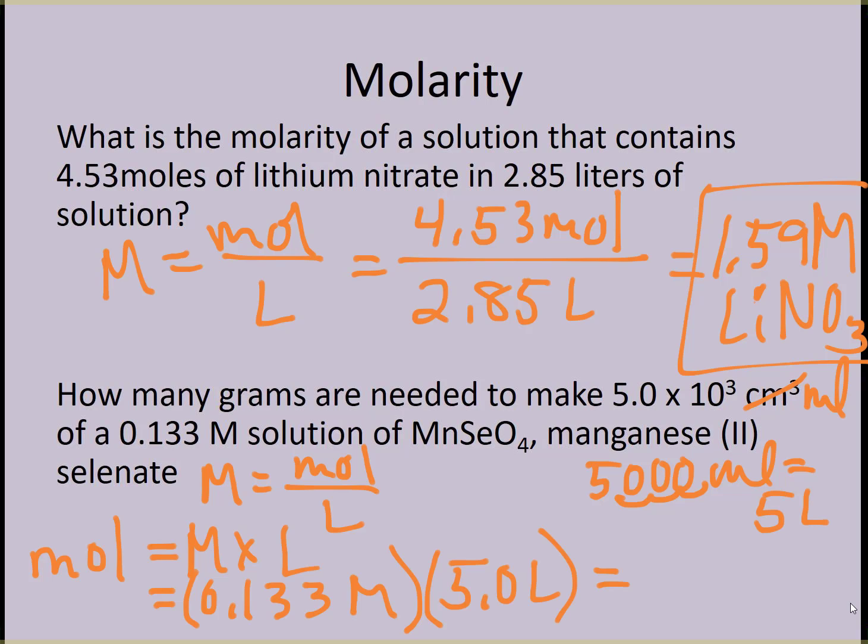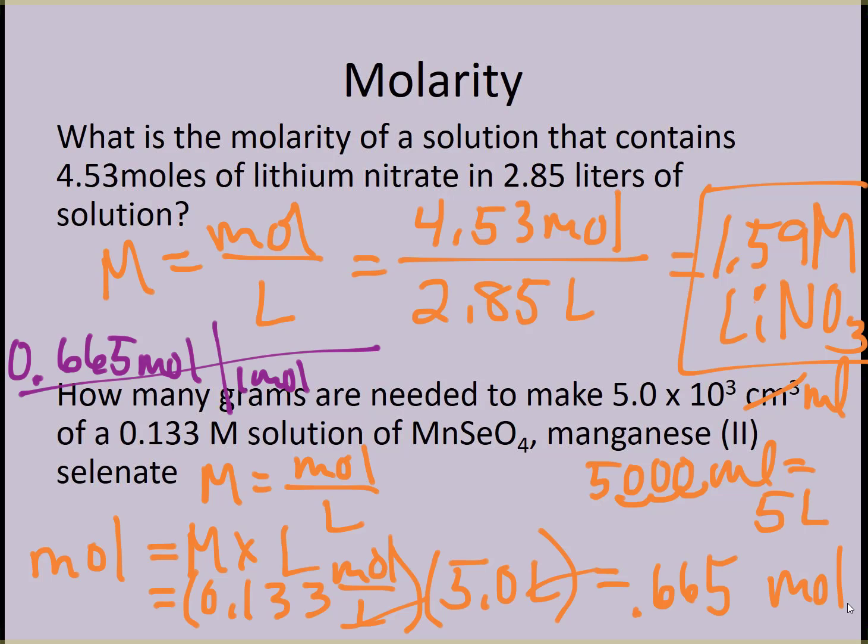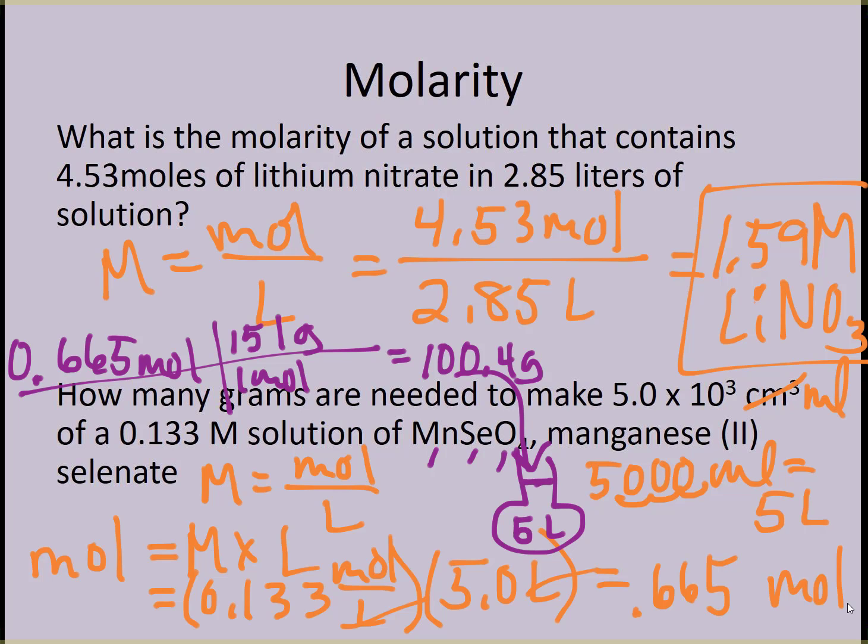Remember that the formula for molarity is moles per liter, so I can actually change this guy to moles per liter. And so liters is going to cancel. I'm going to be left with moles, and I will be left with 0.665 moles. And then I need to convert these moles to grams. So adding up 1 Mn, 1 Se, and 4 oxygens, I get 151 grams is equal to 1 mole. So I just multiply, and I'm going to need 100.4 grams of the magnesium sulfate. And so I'll take my vessel and I'll add that. And then I will fill it up to the 5 liter mark. So that's going to be quite a lot of this solution.